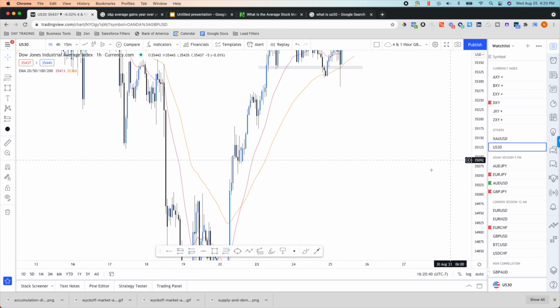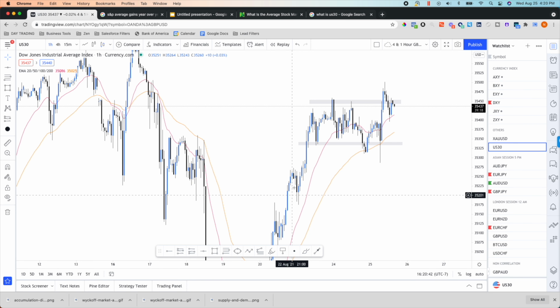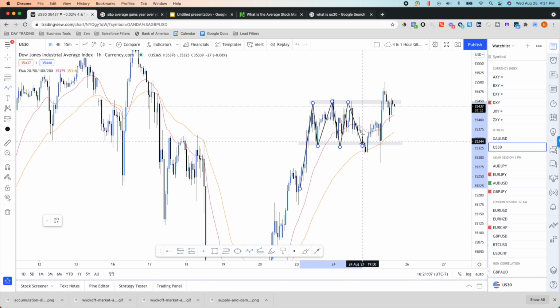So right here, you're going to notice that there was a big push to the upside and now we're seeing some sort of consolidation. The cool thing about this is that you can actually see the market in breaks and retests. The break and retest is essentially this: the market broke, it retested, and then continuation. But now we know that this is a sort of consolidation area.